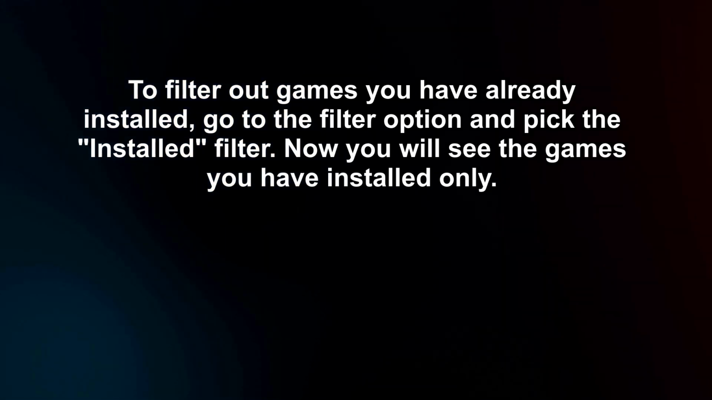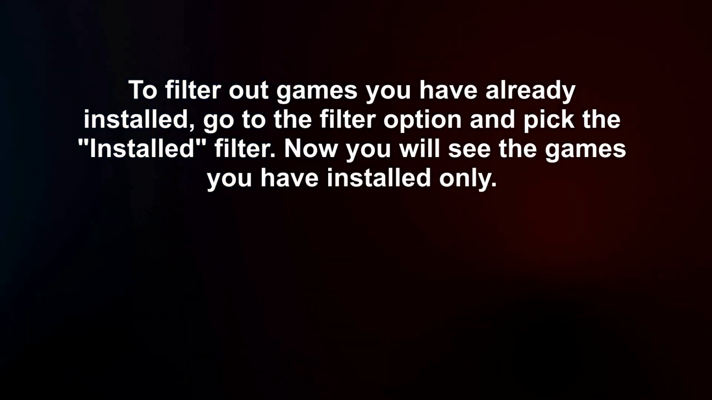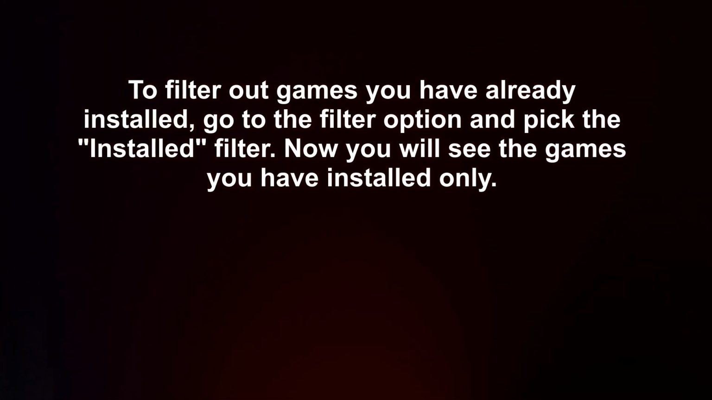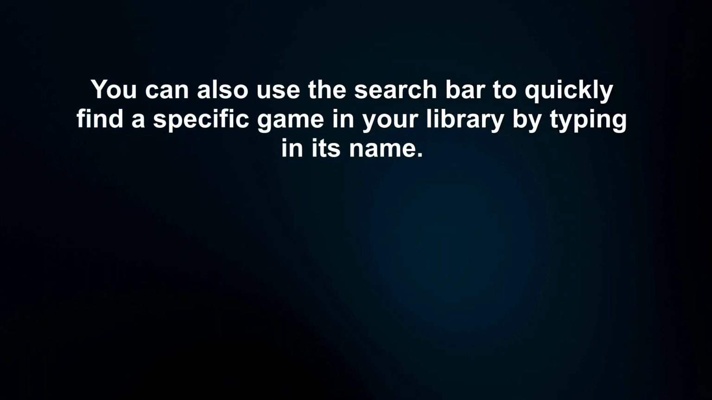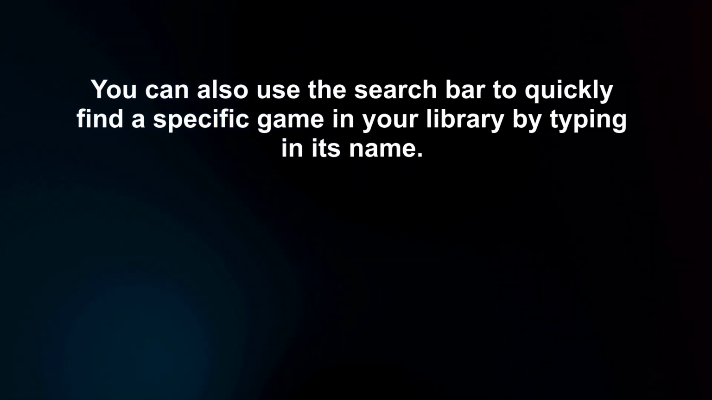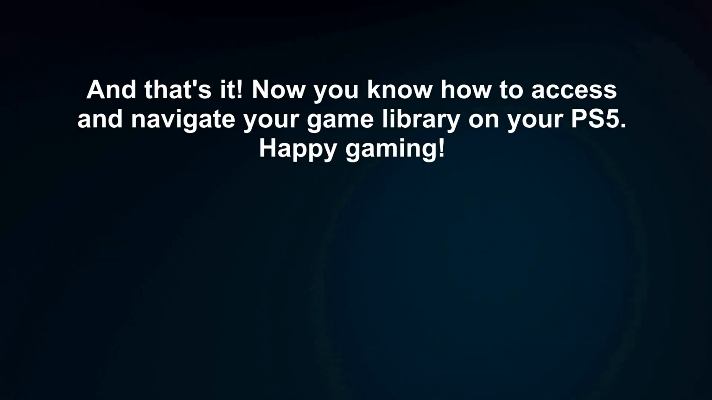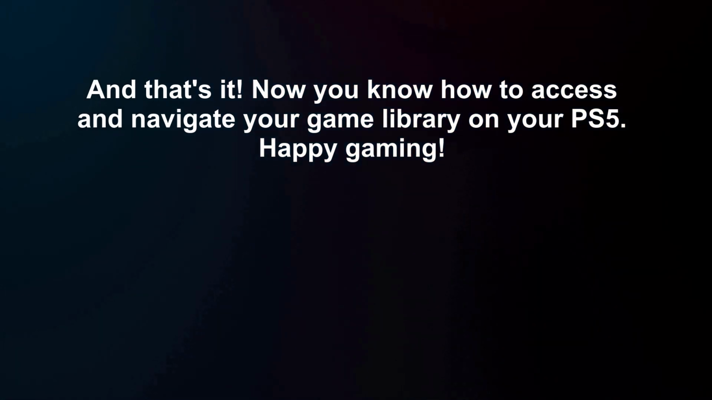To filter out games you have already installed, go to the filter option and pick the installed filter. Now you will see the games you have installed only. You can also use the search bar to quickly find a specific game in your library by typing in its name. And that's it. Now you know how to access and navigate your game library on your PS5.